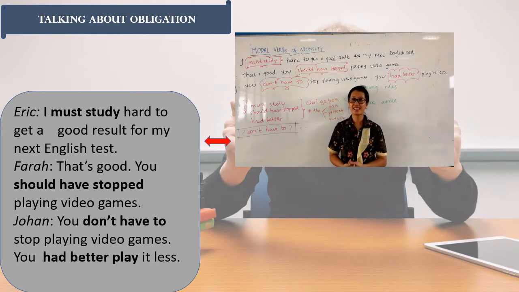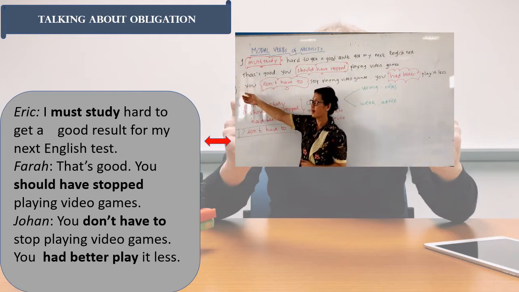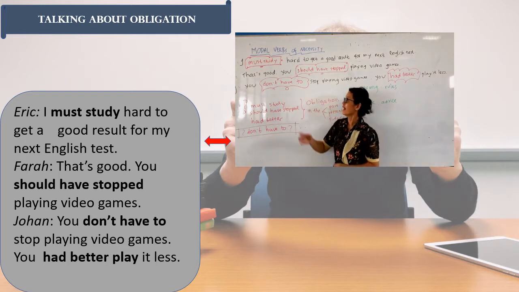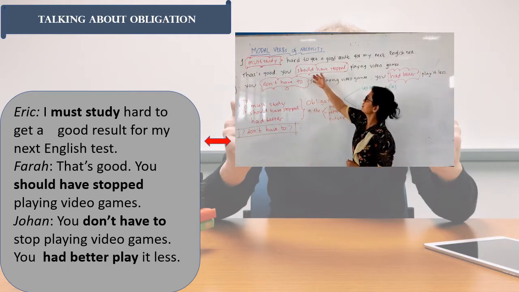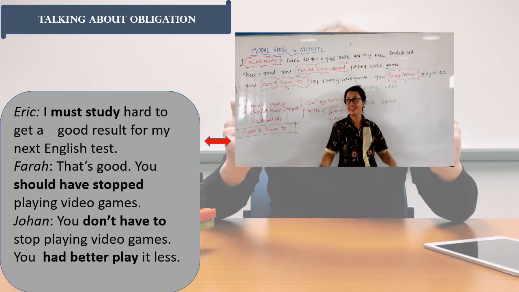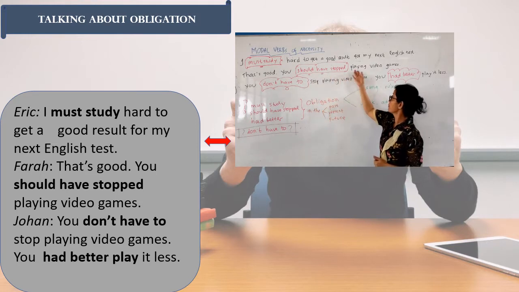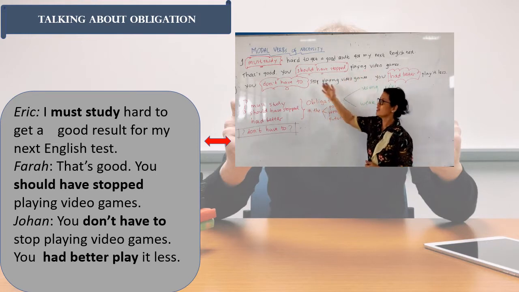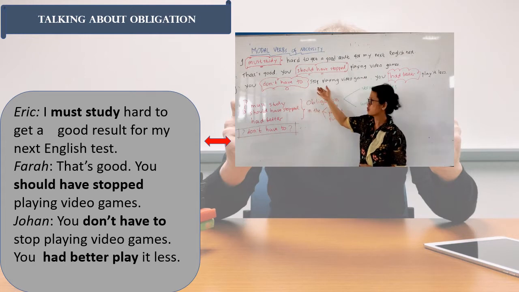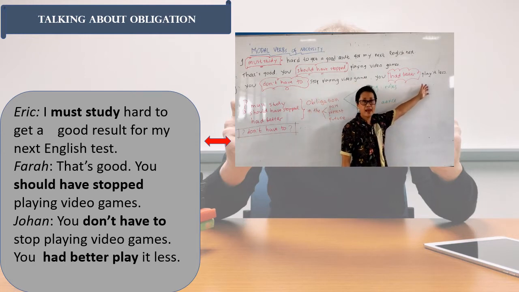To start the lesson, I have a dialogue for you to learn. Let's see. E here stands for Eric, F Farah, J Johan. Eric said, I must study hard to get a good result for my next English test. And then Farah says, that's good. You should have stopped playing video games. And Johan responds, you don't have to stop playing video games. You had better play it less.